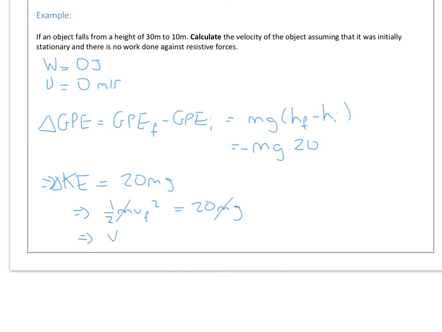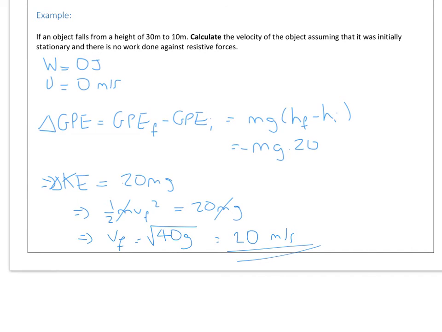So we get the final velocity is going to be, taking the half across, 40g square rooted. So that's the square root of 40 times 9.81. The square root of the answer is 19.8, so it's going to be 20 meters per second. So two significant figures there.